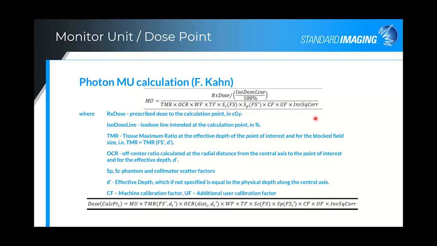So here we have the equation that looks familiar to all of you, I'm sure. The MU is calculated based upon the prescribed dose to the calculation point, the tissue maximum ratio, the off-axis ratios, the wedge factors, the tissue correction factors, etc. And finally, the dose is calculated at each point using the equation at the bottom of the page. And specifics for the IMSure calculation are further detailed in the references by Zing et al. That I will show at the end of the presentation.